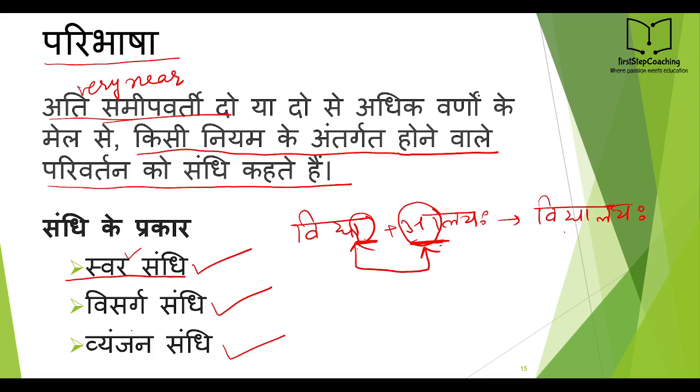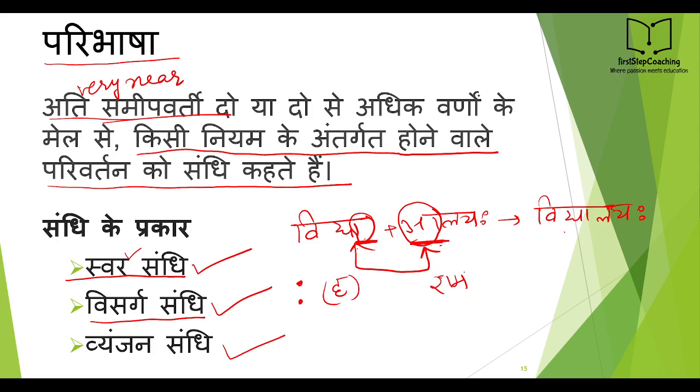Then the second type of sandhi is the visarg sandhi. What is visarg sandhi? Visarg, we know, right? It is a kind of ayogvaha, and the symbol for visarg was two dots. And what was its pronunciation? We had discussed in our previous video, right? The pronunciation for this visarg is like the letter ha.